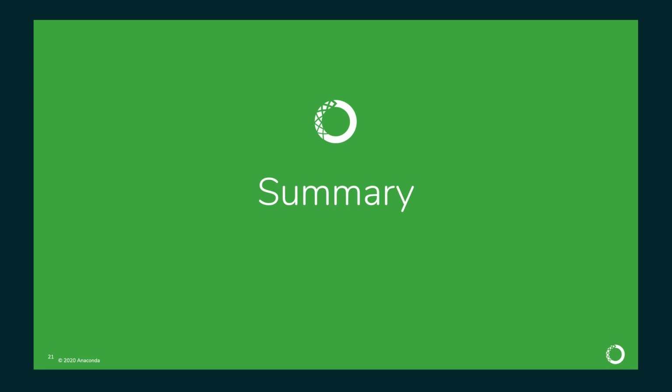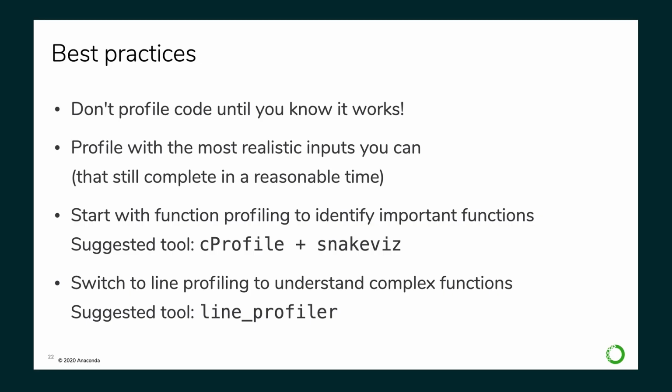And there you go. This has been a quick introduction to profiling. So remember, when you go try this out yourself, one, don't profile code before you know it works. The last thing you want to be doing is debugging incorrect code, or worse, measuring the time that code that doesn't work or doesn't give you the right answer takes. You want to profile with the most realistic inputs you can, but you want to complete in a reasonable time. Best target you can is if it's done in sort of 2 to 10 minutes. That'll give you the best turnaround time, but obviously if you have to go longer, you have to go longer.